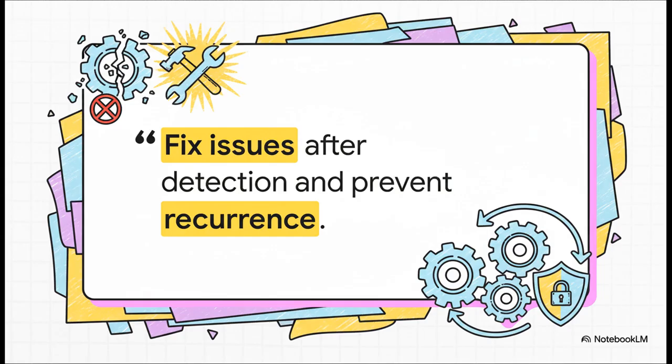It is not enough to just fix the immediate problem. The real value, the real genius of a corrective control is its second job: learning from what went wrong to make sure that same thing doesn't happen again. This is how an organization actually gets smarter and stronger over time.